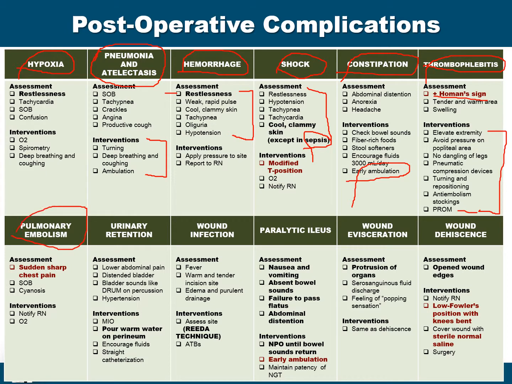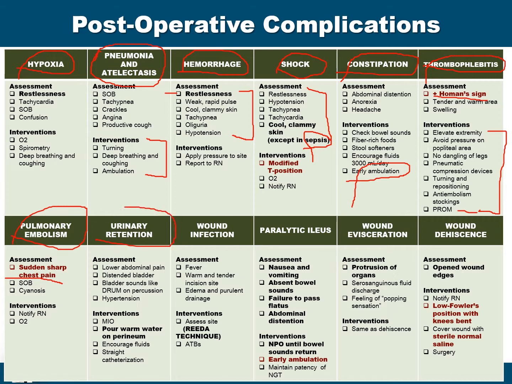Another complication will be pulmonary embolism, which is a medical emergency as well. So the primary assessment for pulmonary embolism would be sudden sharp chest pain, especially if it happens suddenly without any explanation. Then we also have shortness of breath and also pallor to cyanosis. Our interventions basically will be to notify the registered nurse right away if you're the LVN, and provide the patient oxygen definitely to prevent hypoxia.